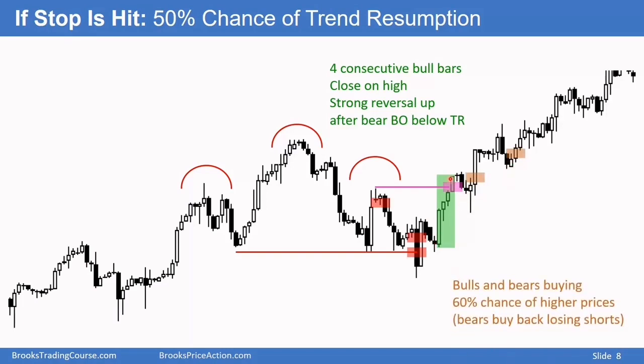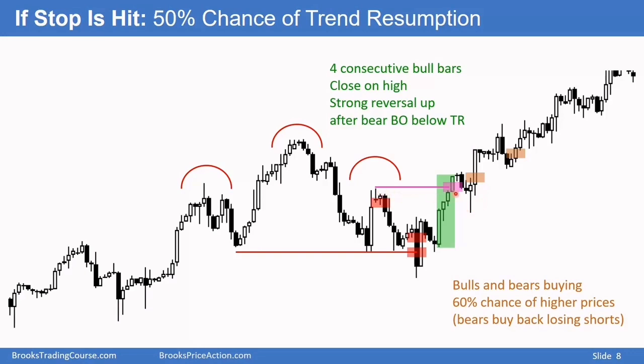Very strong leg up. Chances are the first reversal down, bulls and bears will buy, and there'll be at least one more leg up. The bulls buy because some bulls did not buy until after they saw the breakout, and then once they saw the breakout, they had to get long, and they look for a pullback. They'll buy above the bull bar and get long.